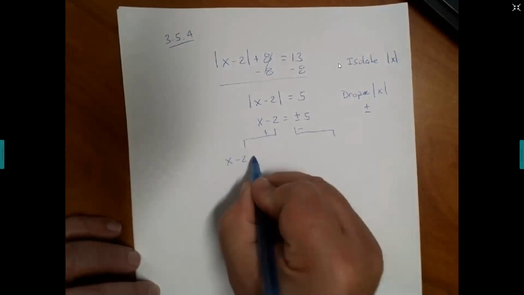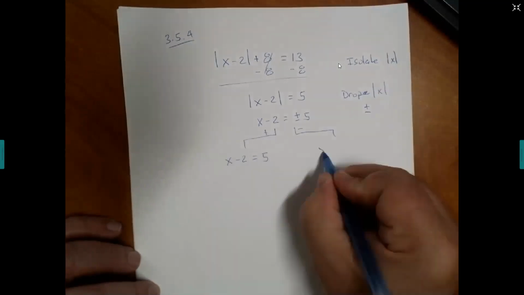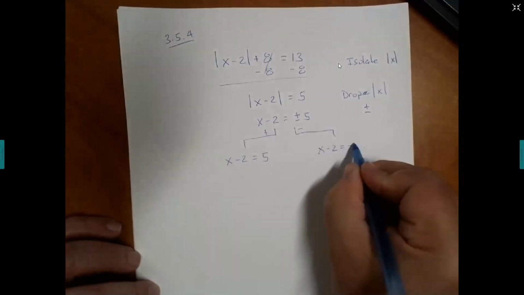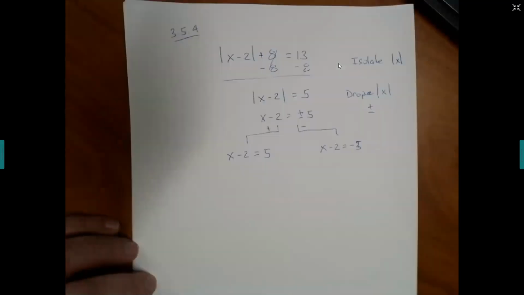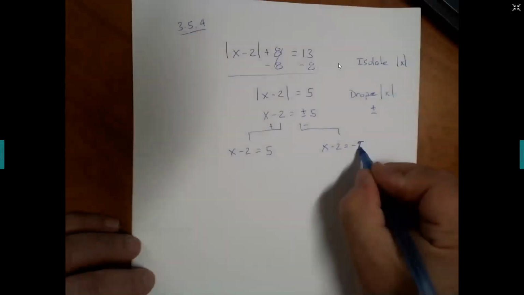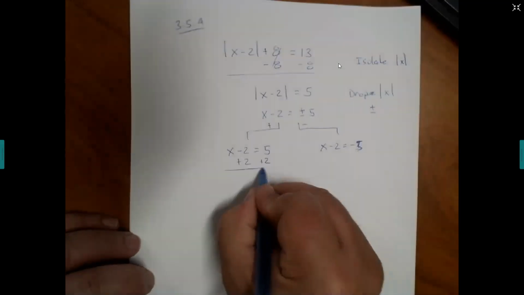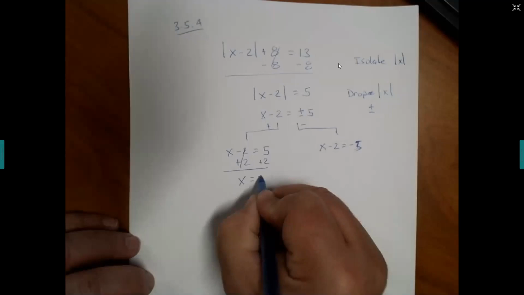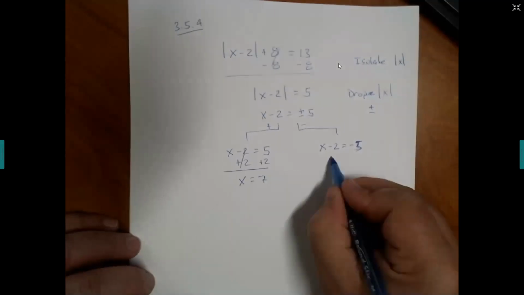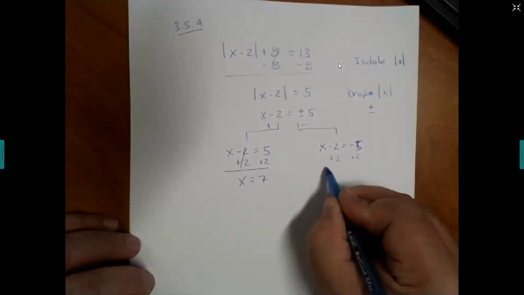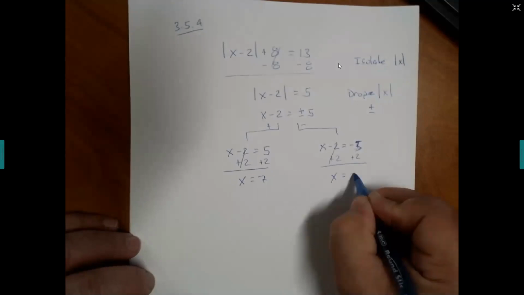x minus 2 equals positive 5. x minus 2 equals negative 5. Add 2. x equals 7. x equals negative 3.